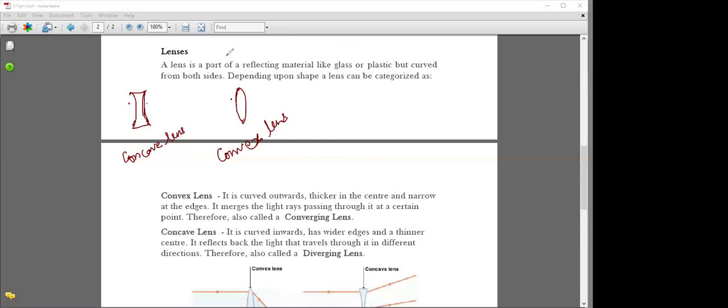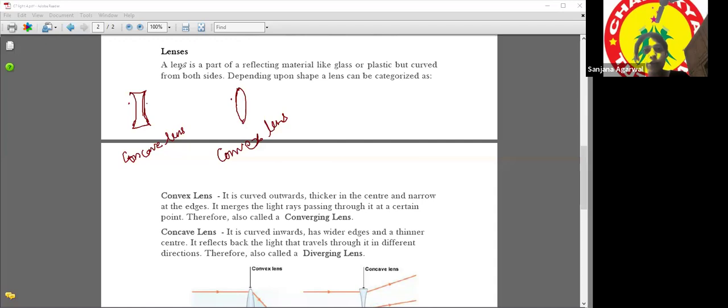Okay. So now read about lens. A lens is a part of a refracting material like glass or plastic. It is not necessarily made of glass always. The medium should be transparent, that's it. The rest is all about its shape, right? So it can be glass or plastic, but curved from both sides. Depending upon shape, a lens can be categorized as concave and convex.